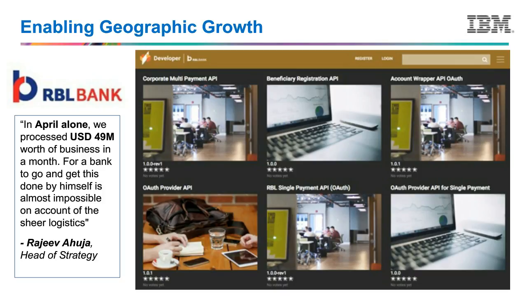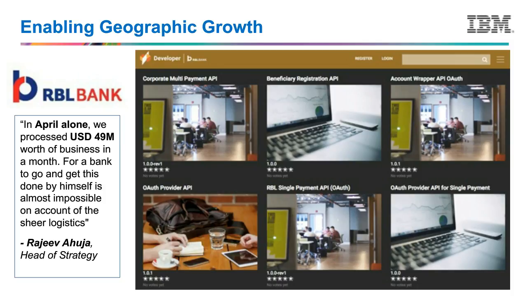Everything from corporate payments, single payment API, there's a multi-payment API, there's beneficiary registration, so you can use that as part of know your customer onboarding processes. So effectively, many, many partners can become advocates of the bank itself, even in remote parts of the geography. So it's a great service, and you can see how much money they're starting to transact. Even freshly launched, they're upwards of $50 million a month in transactions through their APIs.